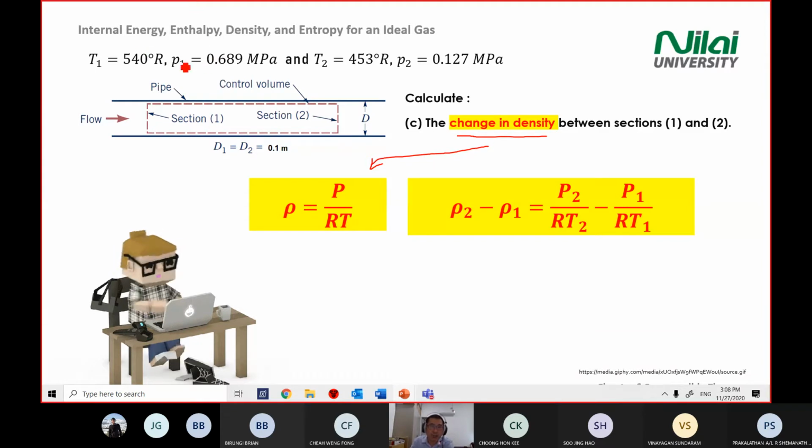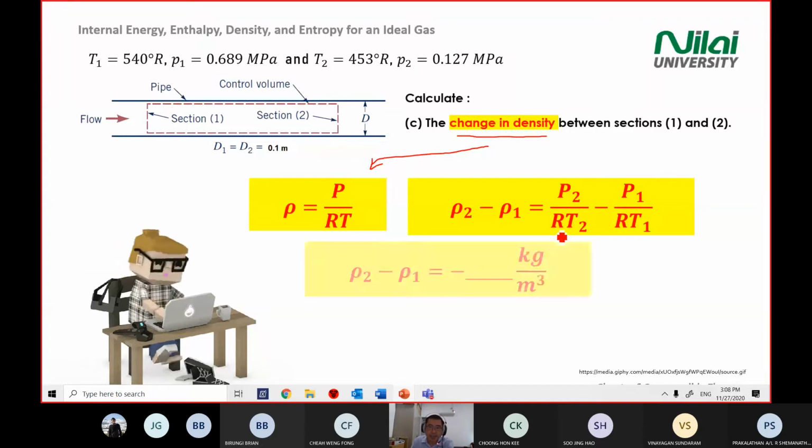So we have the temperature and the pressure. R we can find, right? R is inside table 1.8. So you substitute all the values, and you can find the change in density. Of course, I will let you go and calculate it. But what is important is that you know the strategy in solving the question. That matters more to me.